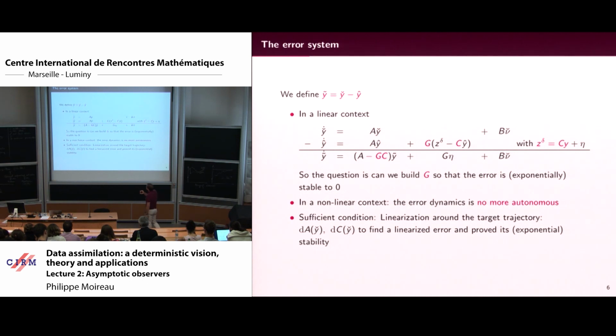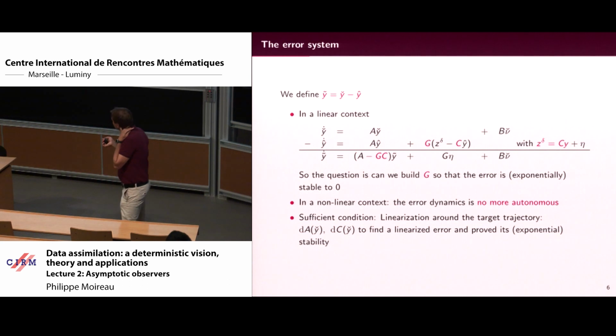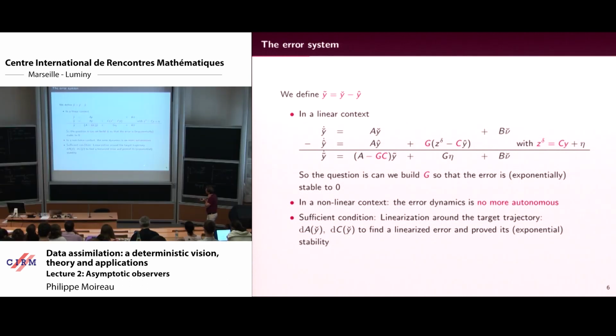In a nonlinear context, you will not be able to have something as nice as this, because then you have A of y, A of y target, and A of y hat. So the error dynamics is no more autonomous, and basically the idea then is to linearize around 0 and to look at the stabilization problem for nonlinear problems from a linearization point of view. Okay, so for the people who know the works from Coron, for example, they work a lot on a question like that.